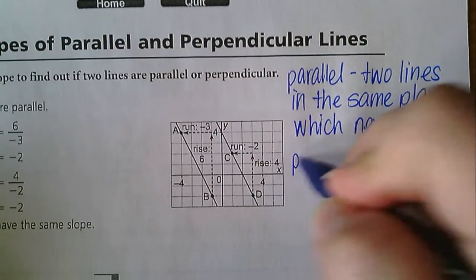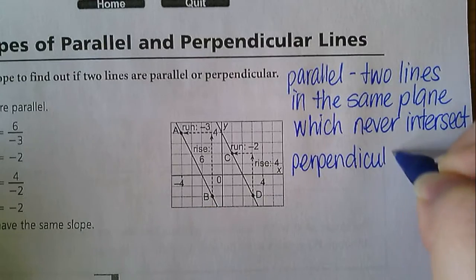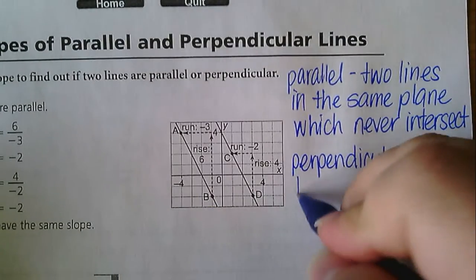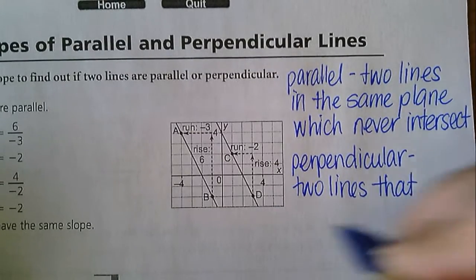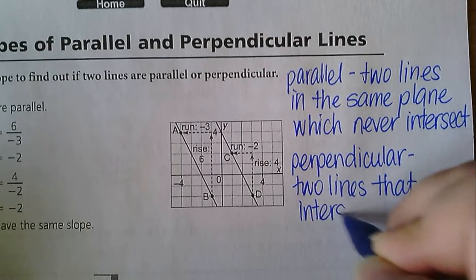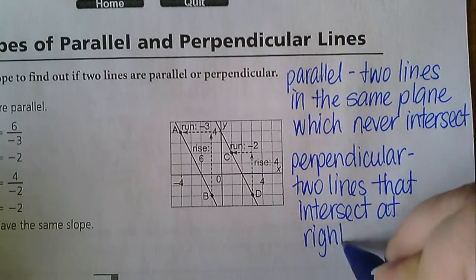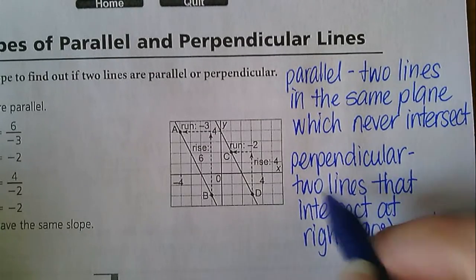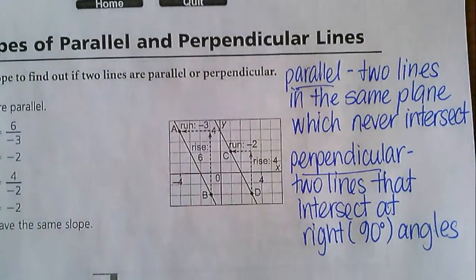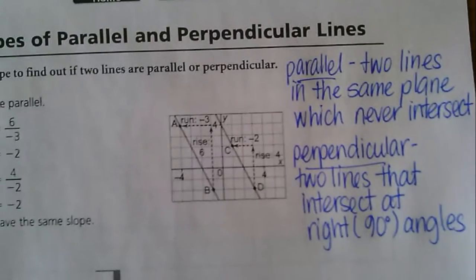The next definition that we should know is perpendicular. Perpendicular lines are two lines that intersect at right, in other words, 90-degree angles. You should know both of those definitions. I would suggest that you make sure that you write those down in your notes, whether you've printed these note pages or whether you're writing them on separate paper. That's a really important place to start.